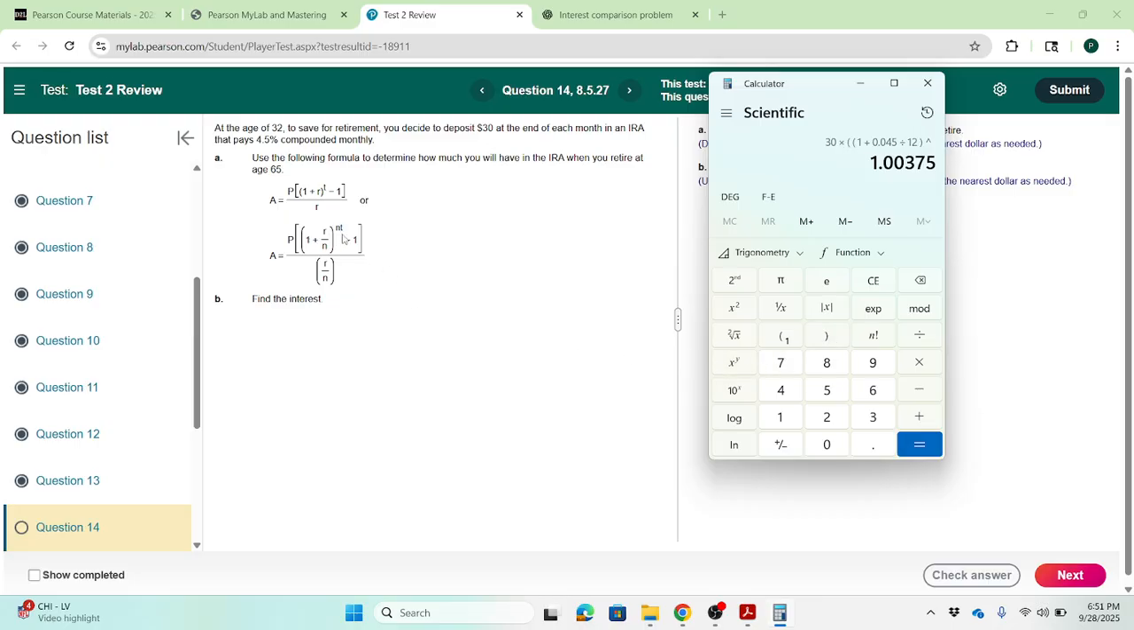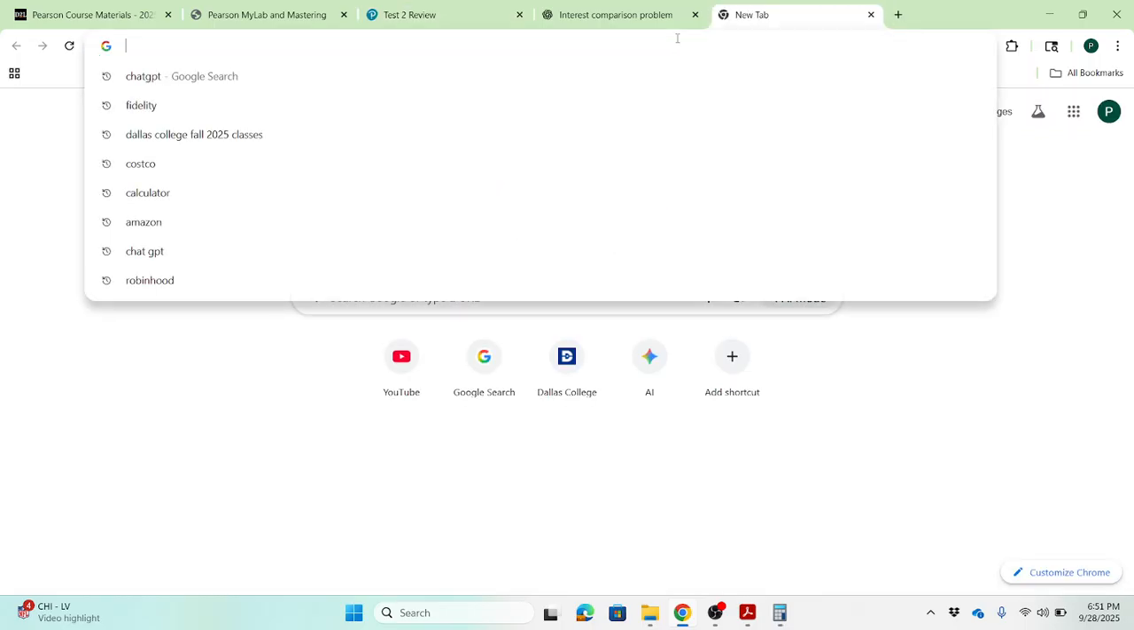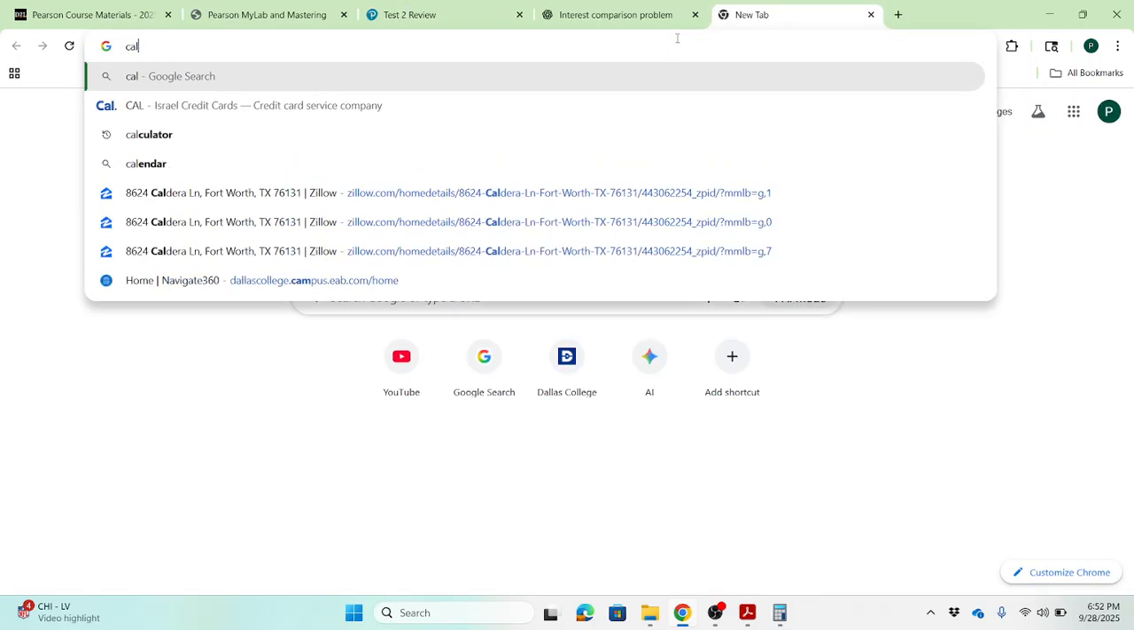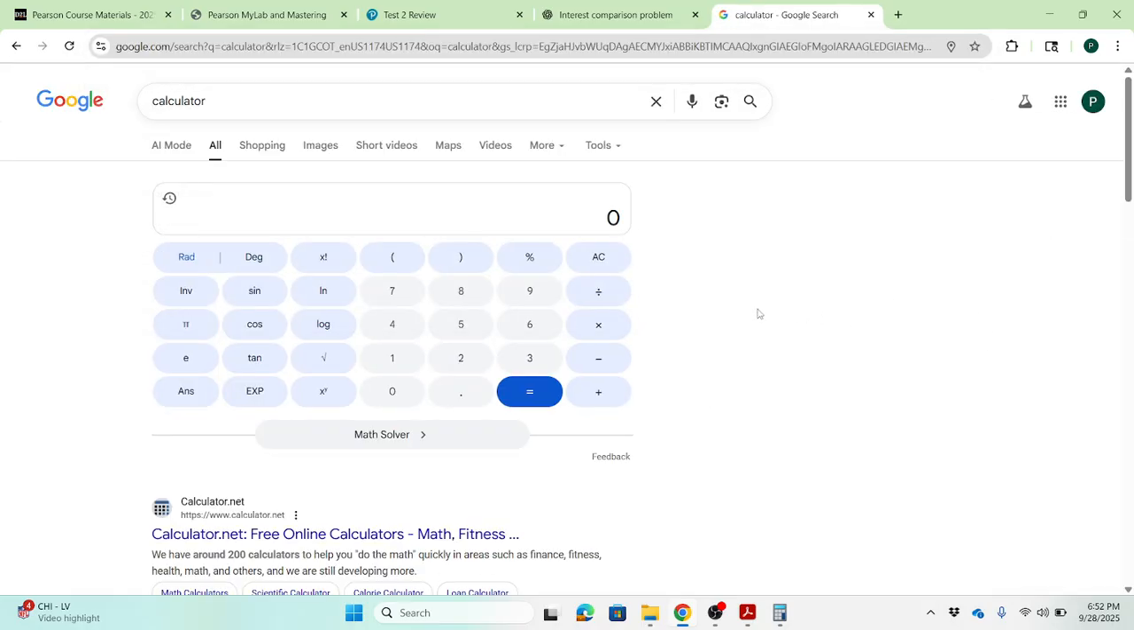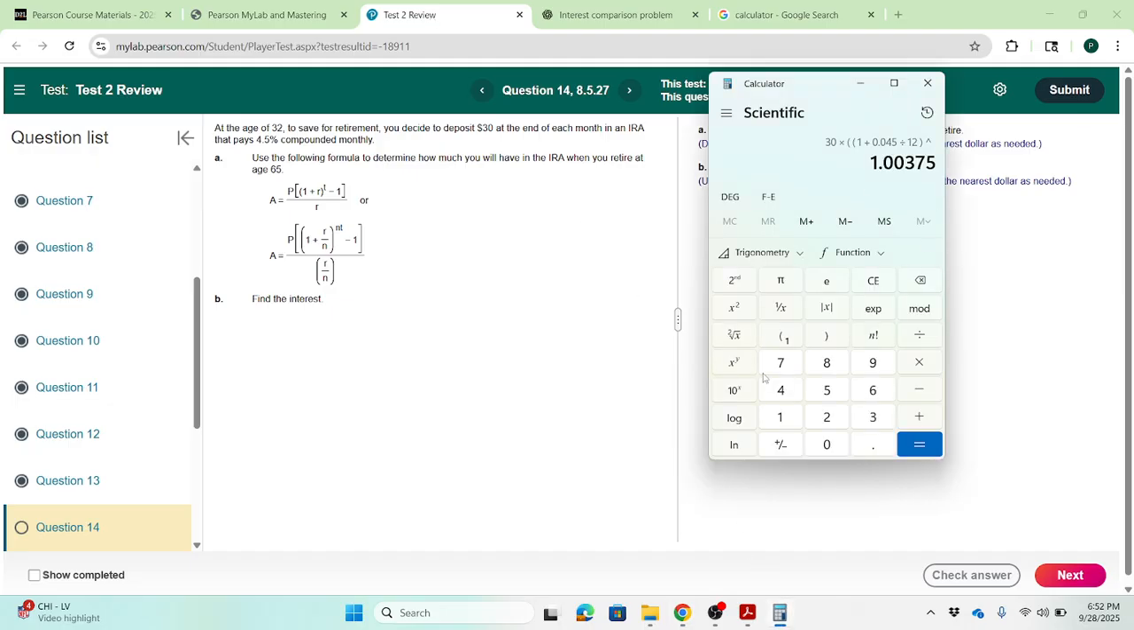n times t. Do not use n times t here, just multiply n times t, which is 12 times the number of years, 65 minus 32, 33 years. So I have to do that calculation separately. What is 12 times 33? Let me just use another calculator here. 12 times 33 is 396. So on the exponent I type 396. Remember, this 396 is n times t.